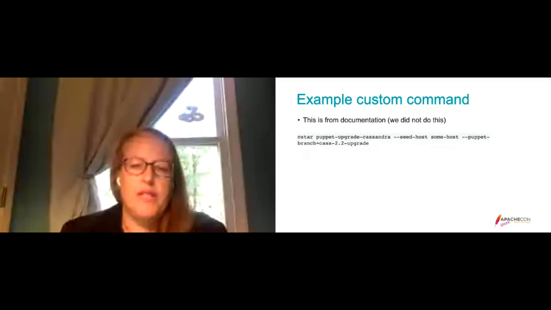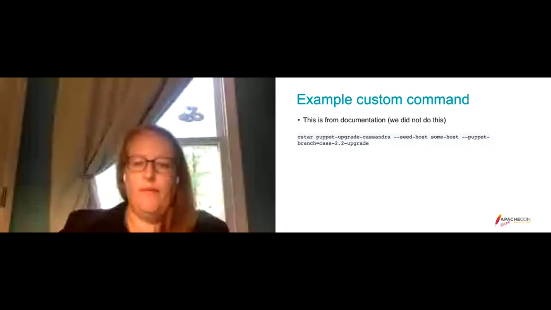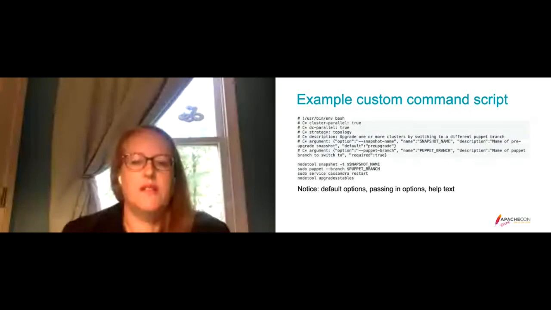I'm taking this example from documentation because we didn't do this. So here, the custom command is called puppet-upgrade-cassandra, and so I'm calling that command from cstar. This is again from the documentation, and of that script I'll point out a couple of things. Up at the top, you've got a list of comments. In those comments, you can see there are default options, options that are being passed in, and there's some help in the form of the description. This custom command does four tasks. It does a snapshot, runs configuration management, restarts Cassandra, and then upgrades the SS tables.